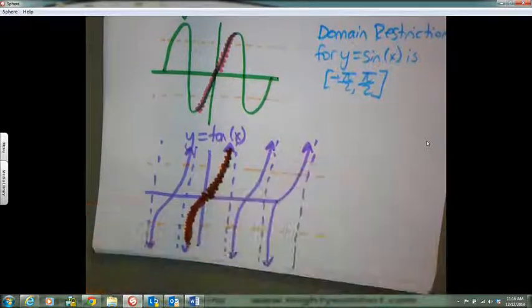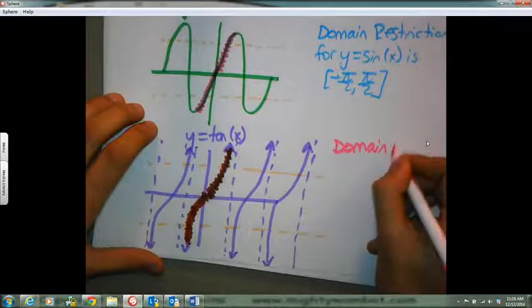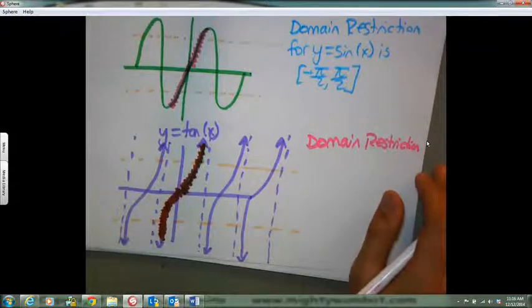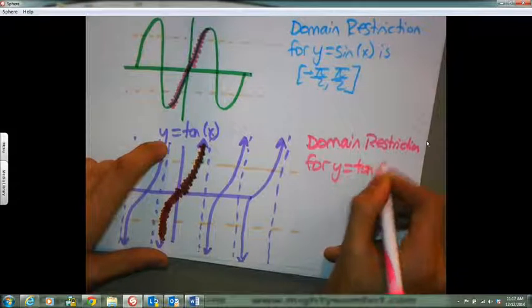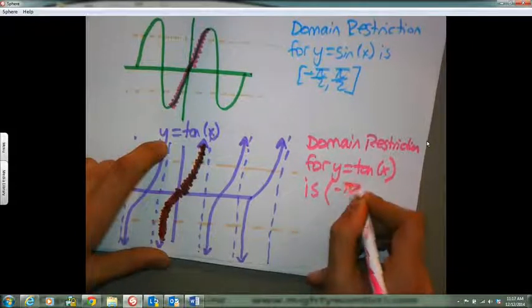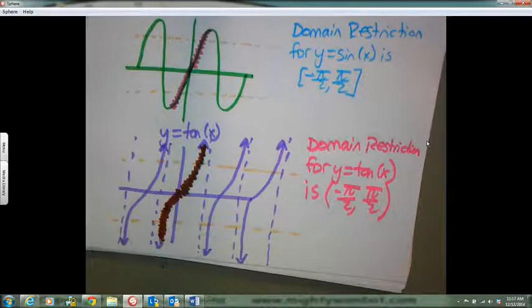So for tangent, the domain restriction is just like sine, negative pi over 2 to positive pi over 2. This is key, please do not put brackets. Why? Because we have asymptotes at negative pi over 2 and positive pi over 2. The function is not defined there. So let me stop, let folks catch up, then we'll jump right back with problems A, B, and C on page 3.